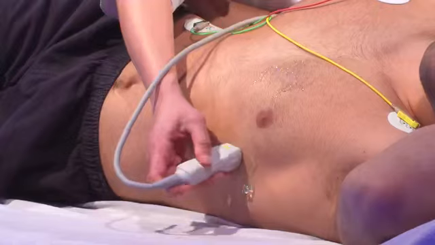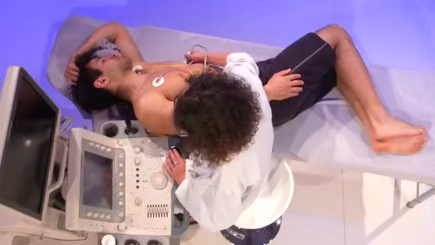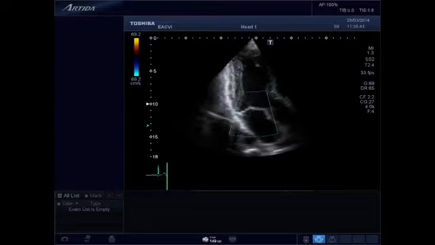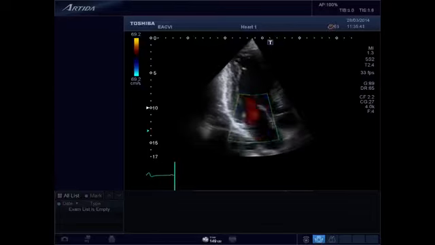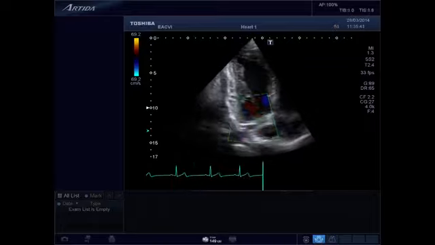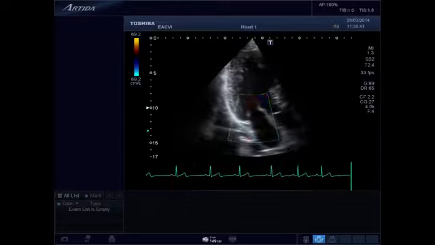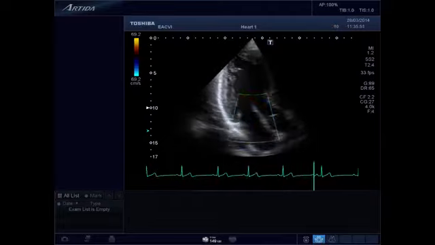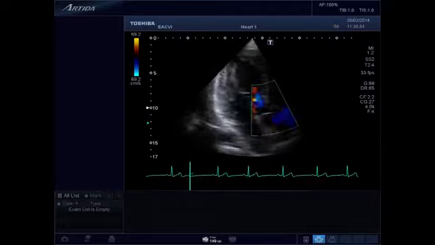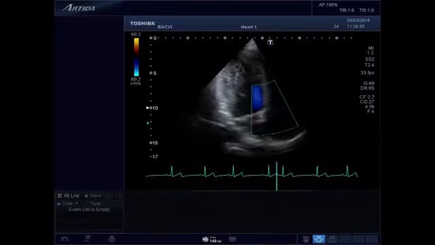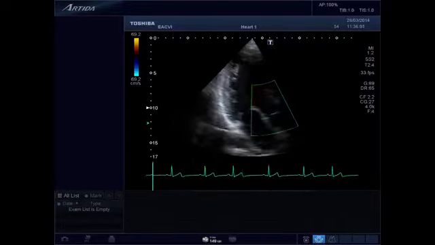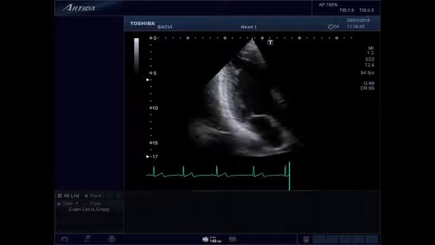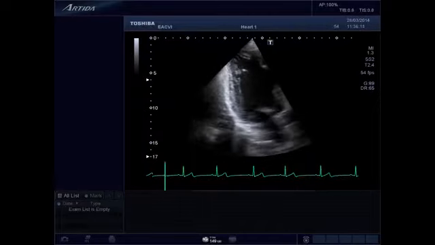Then I will move to the three chamber view. And I will assess again the mitral valve, tilting the probe in order to assess all the mitral valve from the anterior commissure to the posterior one. And I will go back to the aortic cusp, also checking that there is no aortic regurgitation. And I'm systematically checking in every view. I'm repeating that.